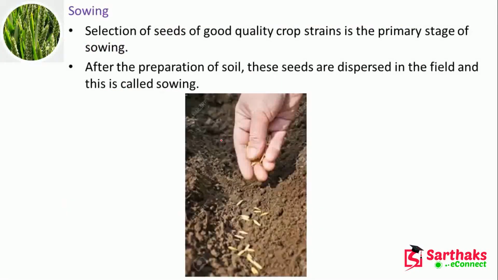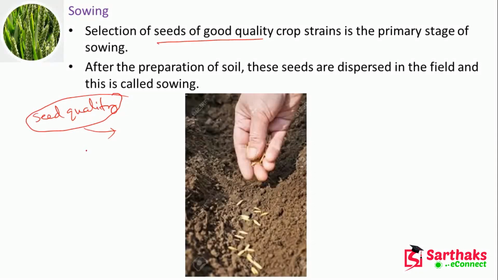Then sowing. Selection of good quality crop strain seeds is the primary stage of sowing. If the farmers are educated enough regarding this point, they know about seed quality, so they select good quality seed. They take the seeds from the seed bank, and after preparation of the soil, these seeds are dispersed in the field, and this is called sowing.